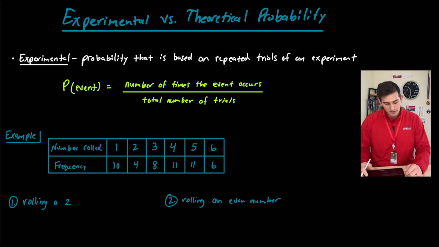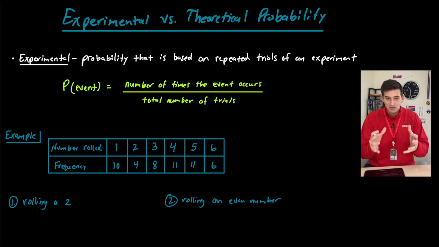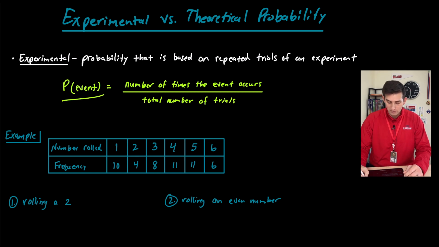Starting with experimental at the top, it says experimental probability is based on repeated trials of an experiment. It's aptly named: it's experimental, we're conducting some experiments, it's hands-on. And so we have a quotient for this. The probability of the event, that's what P(event) stands for, is equal to the number of times the event occurs over the total number of trials. So, if we flip a coin 50 times and it lands on tails X amount of times, it's X over 50 because we did it 50 times, right?